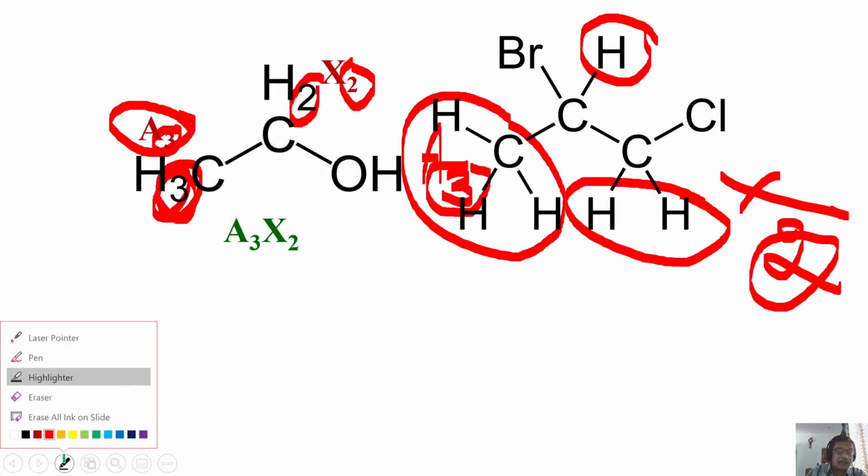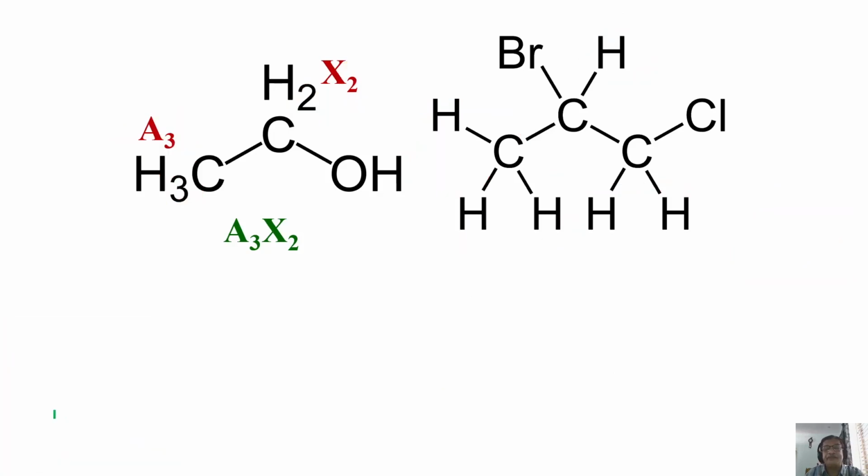Now, what is the type of spin system it is? Simple logic, it must be A3MX2 and they are very well separated. Chemical shift of this is far away. Here is CH3, then CH2 and CH. Very far away separated. As a consequence, it is A3MX2 spin system.